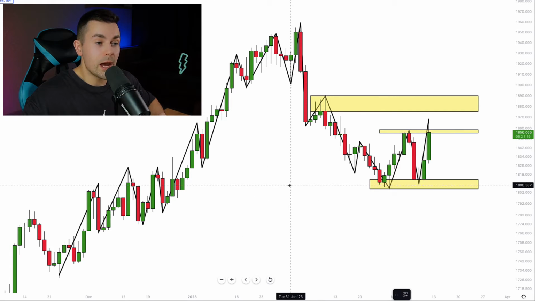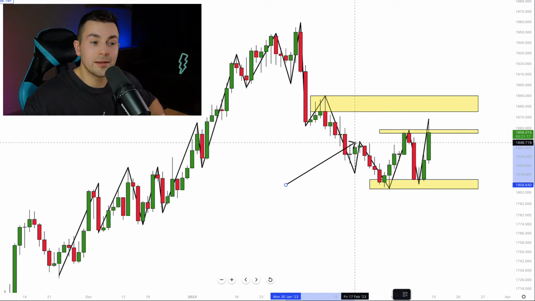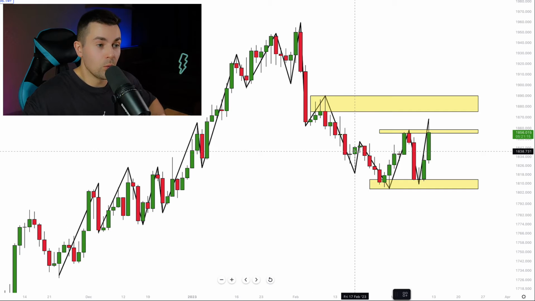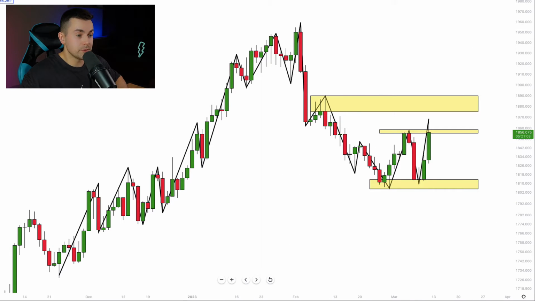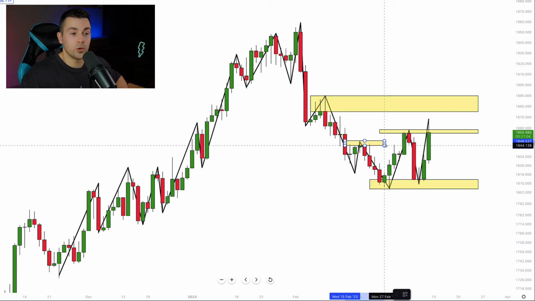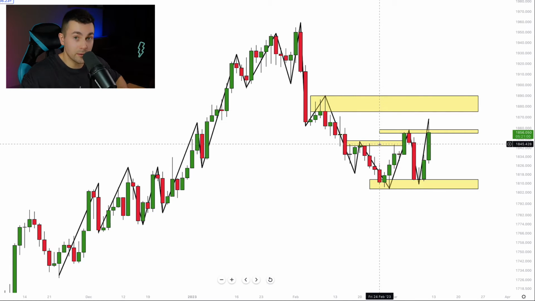And now you may ask, why do we neglect this structure right here? Why don't we draw the additional structure here? The point is, traders, that definitely that structure here was very important for the market participants in the past. And for some time, the market participants were respecting that structure.